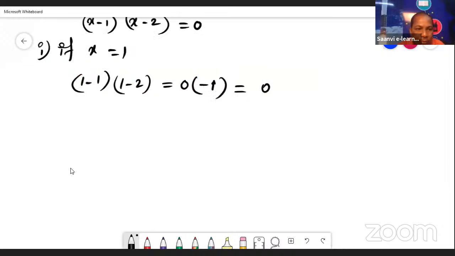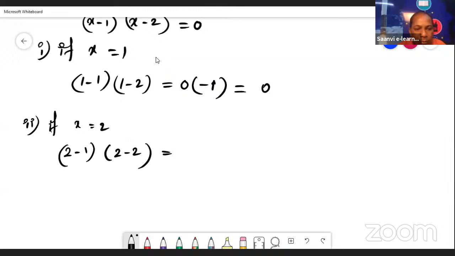now take x is equal to 2. Now substitute the x value 2 in the given equation. x minus 1 means 2 minus 1, and x minus 2 means 2 minus 2. So how much do we get? 2 minus 1 is 1, 2 minus 2 is 0. 1 into 0, how much do we get? 0. Now substitute one more x value.